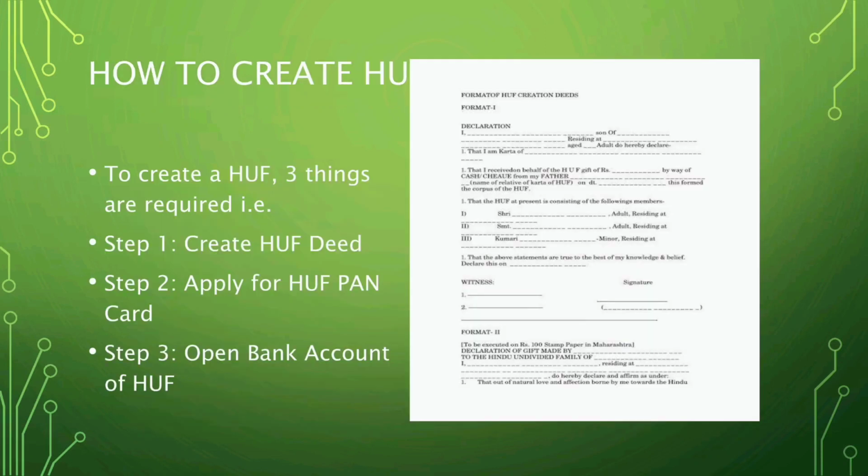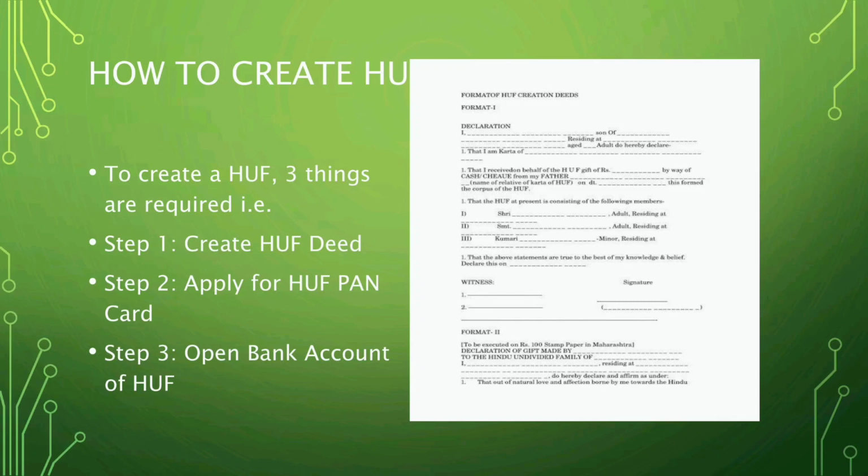Now, what are the steps to create a HUF? To create a HUF, the first step is to create the HUF deed. The deed is a formal written document on a stamp paper stating the names of the Karta and the co-parceners of the HUF.